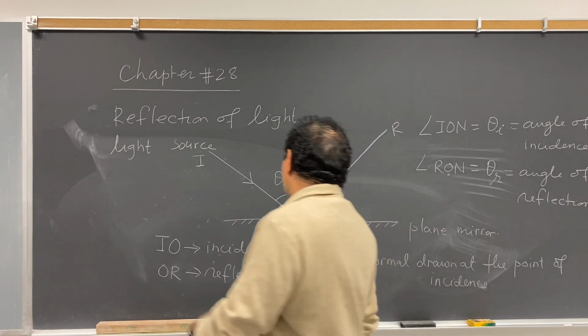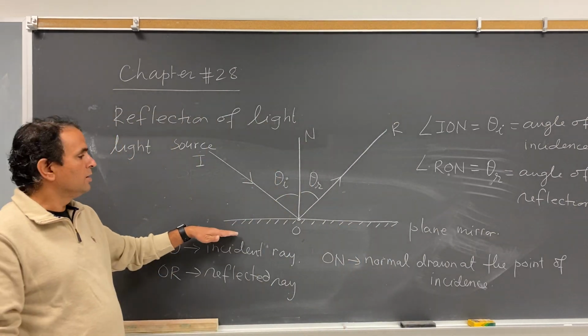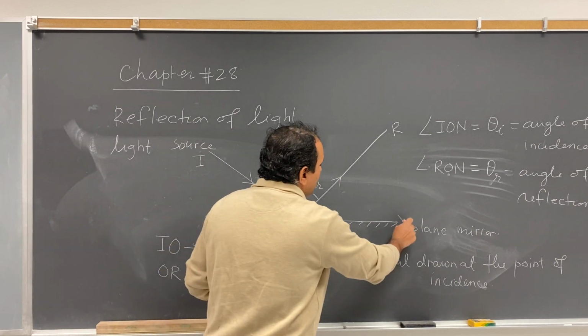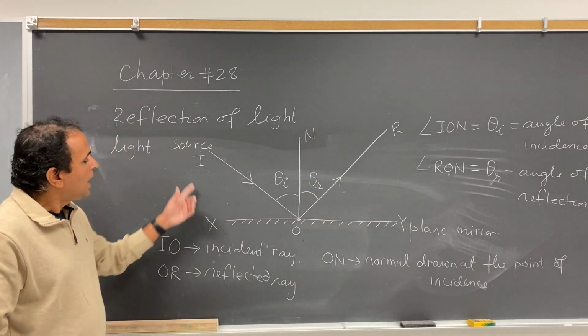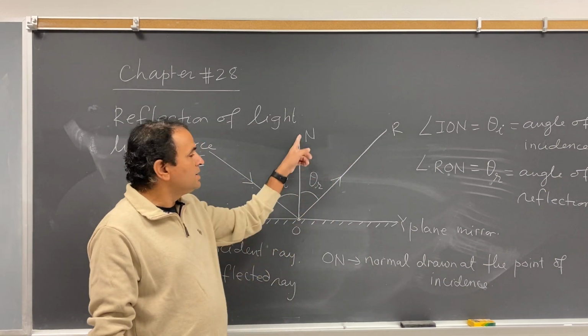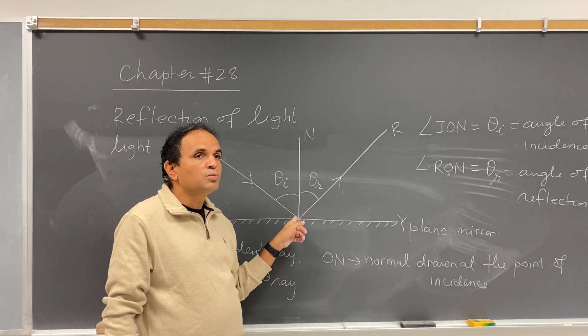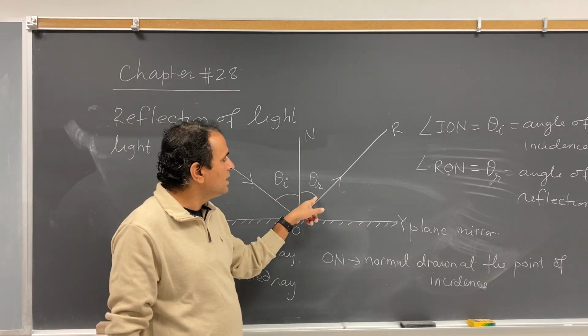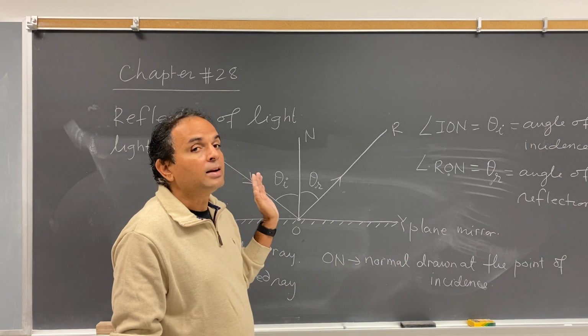So I hope you get this. We have a plane mirror, let's call it XY. XY is the plane mirror. IO is the incident ray. OR is the reflected ray, and ON is the normal drawn at this point. This point is called the point of incidence, theta I is the angle of incidence, and theta R is the angle of reflection.